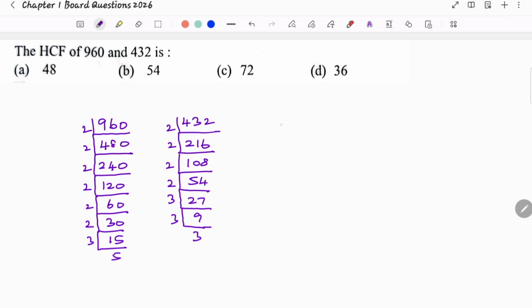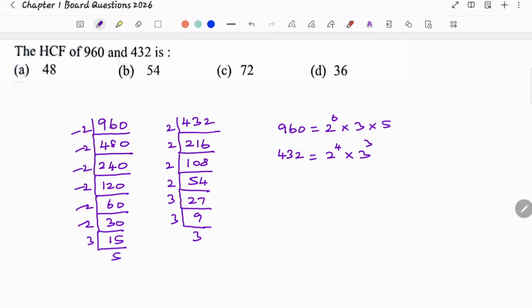The prime factors of 960: we have 2 six times. So 960 is 2 power 6 multiplied by 3 multiplied by 5. Next number is 432. 432 is 2 power 4 multiplied by 3 power 3.